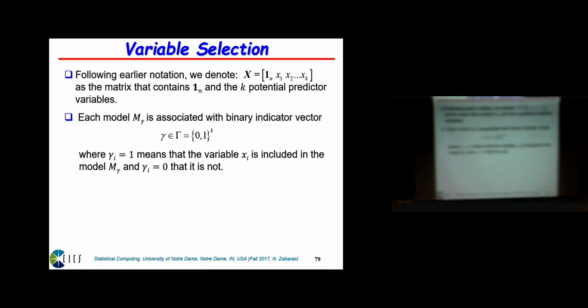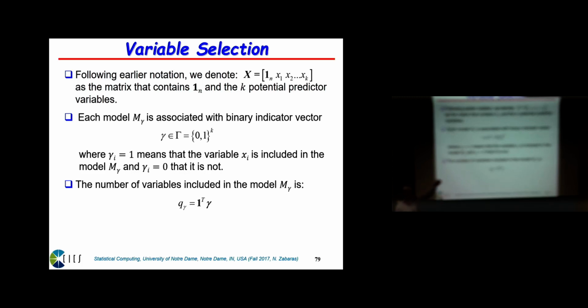Some notation. For each variable, we're going to introduce an index gamma, an indicator that says, yes, I am in the model, no, I am not in the model. All right? And we're going to define the total number of inputs that are in the model as the vector 1 transpose times gamma. You agree? So gamma will be a vector of 1s and 0s. So 1 transpose gamma will tell me how many variables are in the model, if I knew gamma.